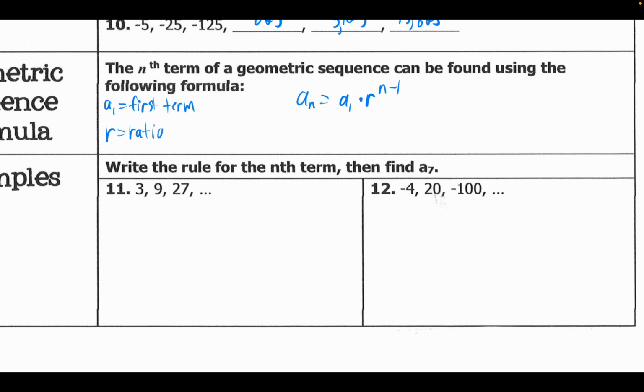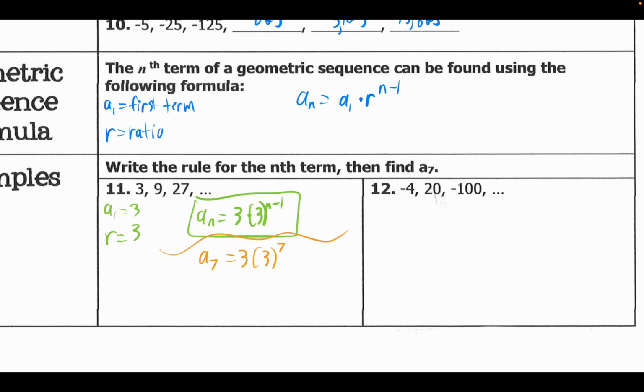So write the rule for the nth term and then find a sub 7, aka the 7th term. So here the first term is 3, the ratio is 3, and so we have a sub n equals 3 times 3 to the power of n minus 1. A lot of times I'll put this r in parentheses, and that's our formula, our rule. And so to actually use this to find the 7th term, it's a sub 7 equals 3 times 3 to the power of 7 minus 1.